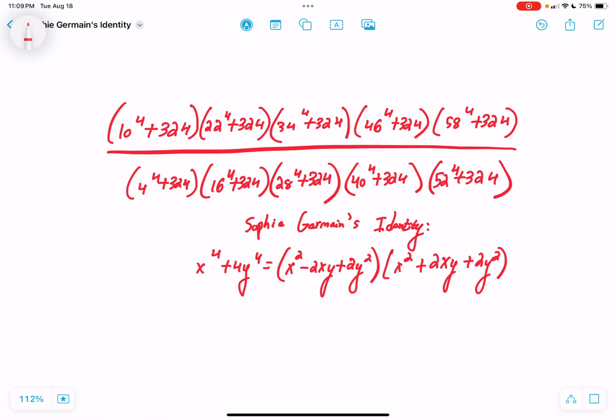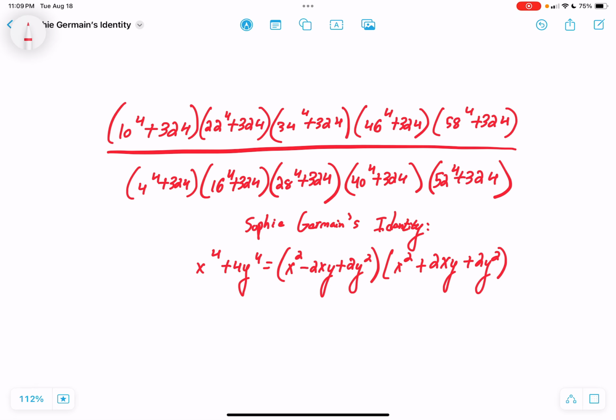Well, notice in every single product, I have something raised to the fourth, right? So the base number is different in all of them. Like here it's 10, then 22, then 34, 46, 58. So all of those are different. But notice every single one has 324.